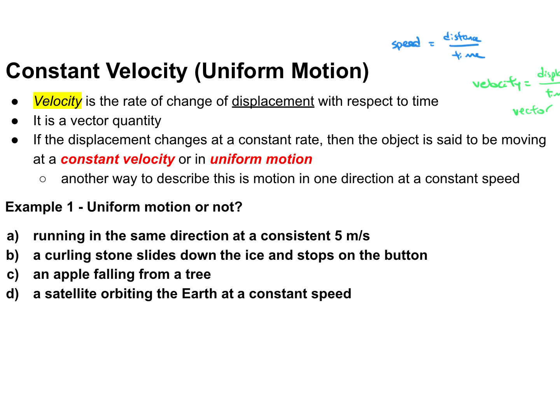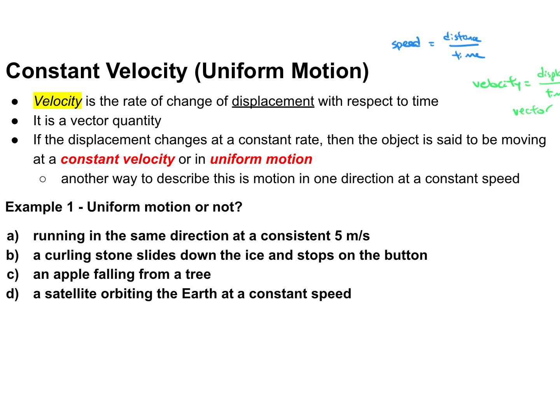If displacement changes at a constant rate, then the object is said to be moving at a constant velocity. But we also use the term uniform motion to represent constant velocity. So if you ever see the words uniform motion, it means constant velocity. Another way to describe uniform motion is motion in one direction at a constant speed. So if you are going in a straight line at a constant speed, then you're going at a constant velocity.